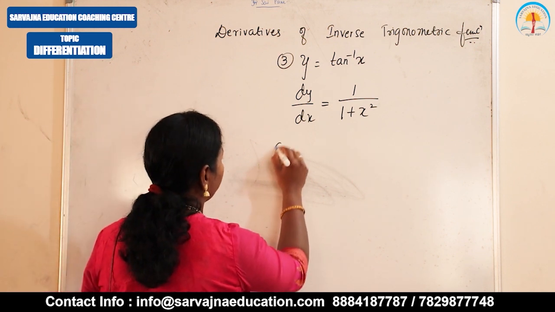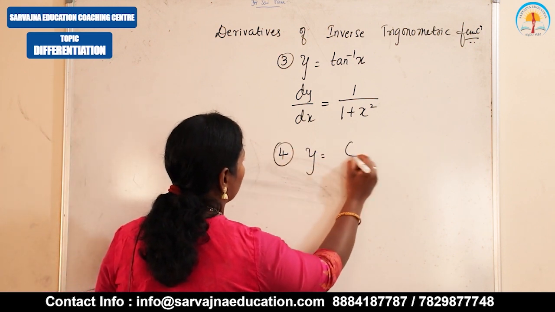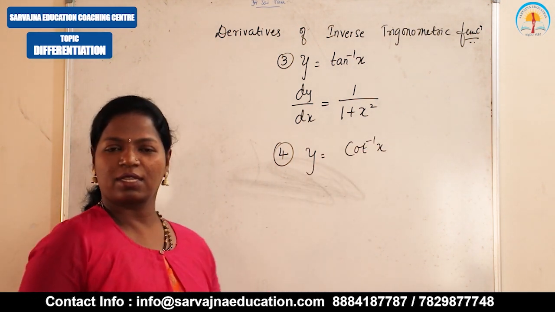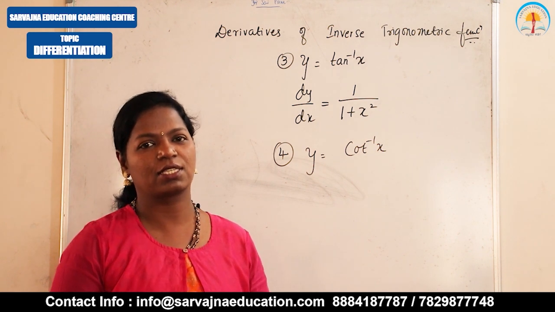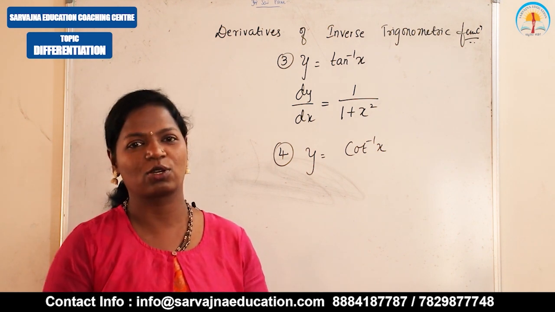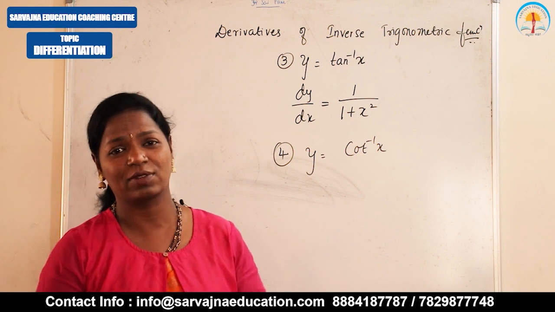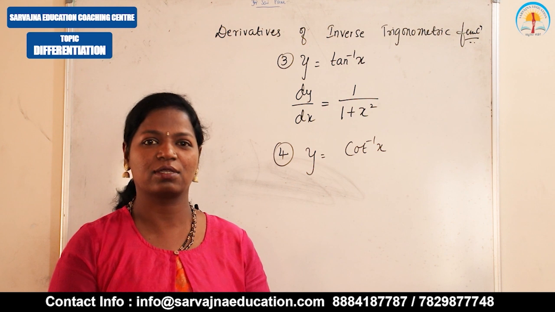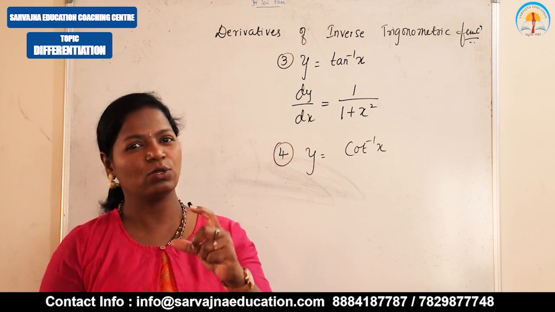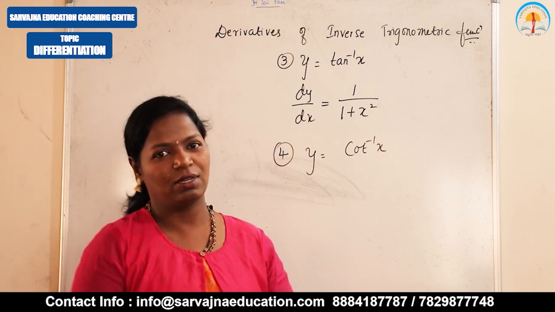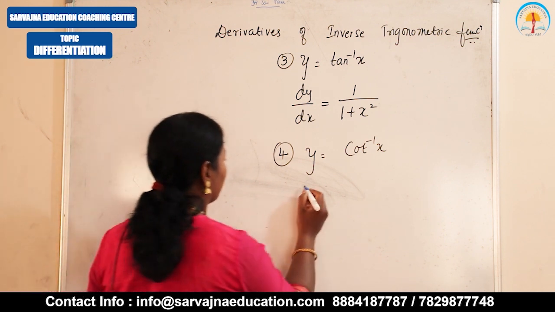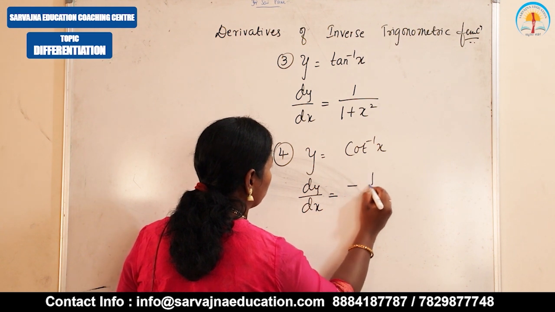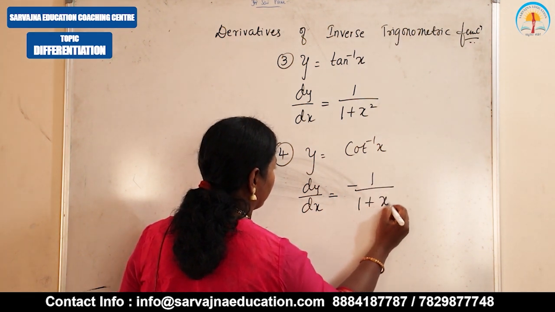Fourth one, y is equal to cot inverse x. Why am I writing this? Because I have done sin inverse x, cos inverse x, tan inverse x, and I could directly go to cosecant inverse x. But why have I taken cot inverse x? Because tan inverse x is plus 1 by 1 plus x square, and cot inverse x is minus 1 by 1 plus x square. So you just feel easy. That's why I have written cot inverse x. dy by dx is equal to minus 1 by 1 plus x square.